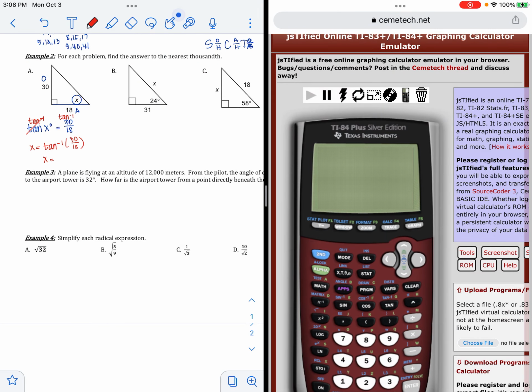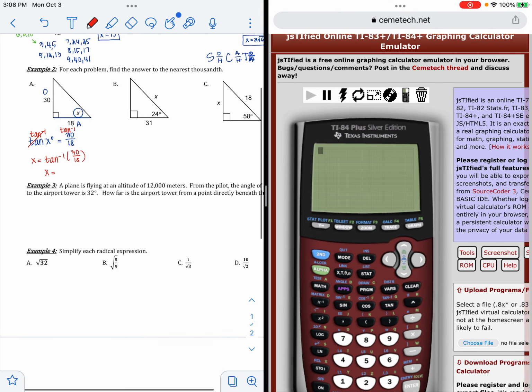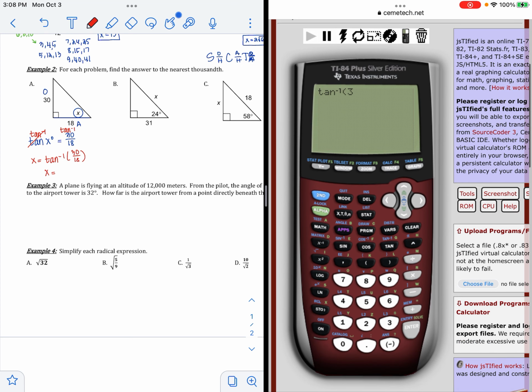All right, so first off, if you look, this is in degrees. I have 24 degrees, 58 degrees, x degrees in my triangle, so I have to make sure I'm in degree mode. So I'm gonna hit the mode button. I'm gonna go down 3, and I see it's in radian mode, so I wanna switch it to degree mode. And now I can do tangent inverse, so that's second tangent, and then 30 divided by 18, round to the nearest thousand, 2 decimal places.